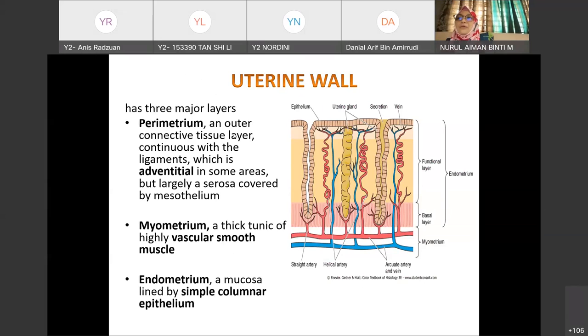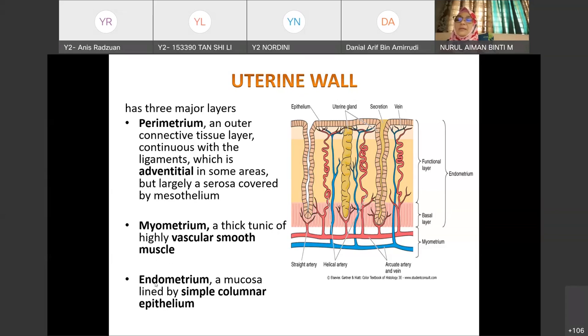So it has three major layers, basically: perimetrium, myometrium and endometrium. The outermost layer is the connective tissue layer, continuous with the ligaments, the broad ligaments, which is adventitia in some areas, but largely a serosa covered by mesothelium. The part covered by the broad ligament will be lined by mesothelium. Otherwise, adventitia only.